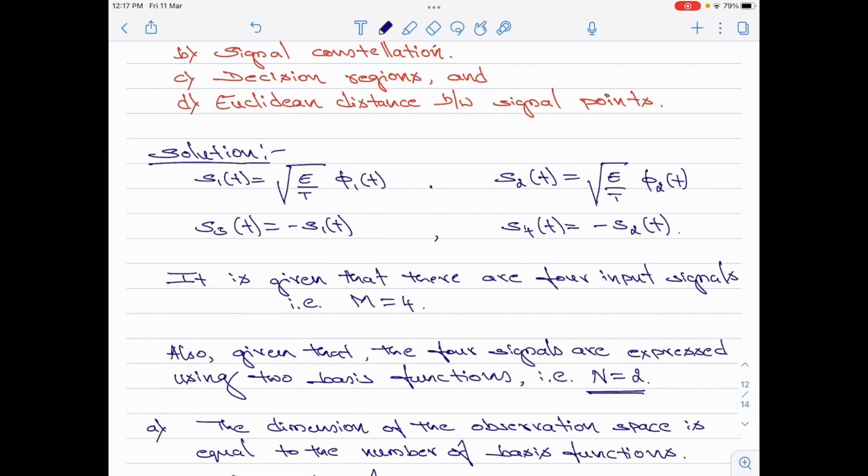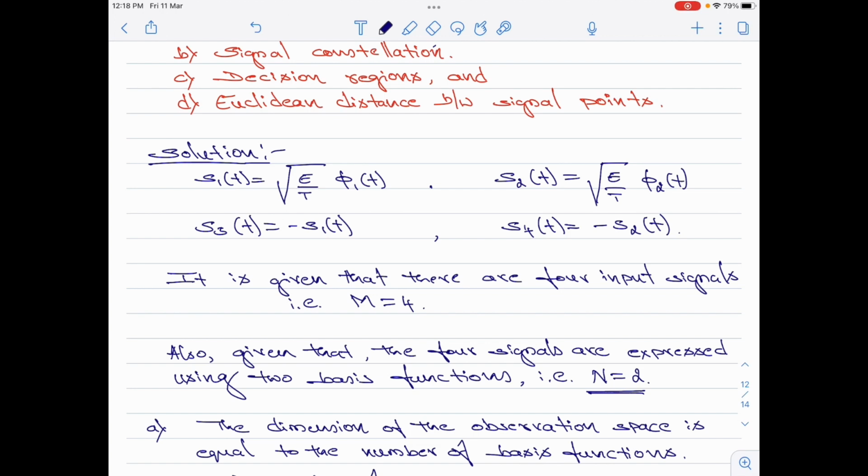Look at S1 of t. S1 of t is equal to square root of E divided by capital T into phi 1 of t. Here phi 1 of t is one of the axes of the constellation diagram. Coming to S2 of t, it is equal to square root of E by t multiplied by phi 2 of t, where phi 2 of t is the second axis.